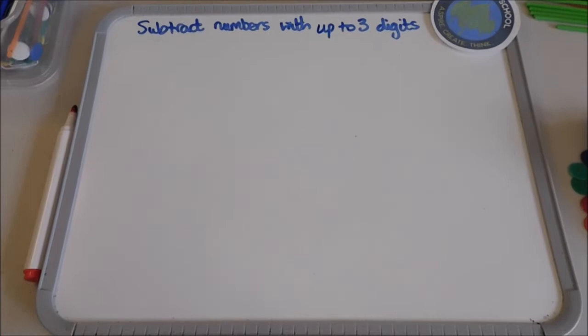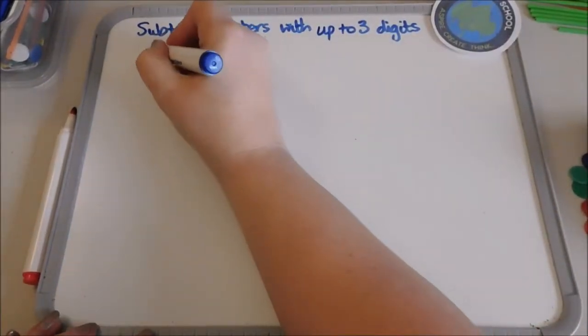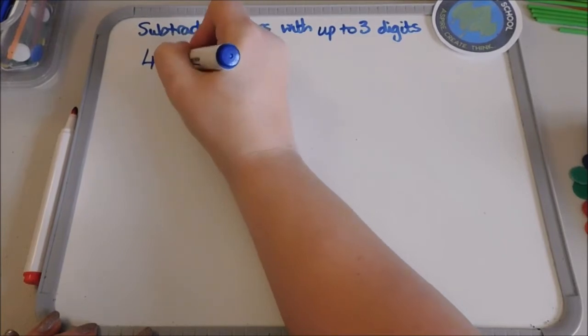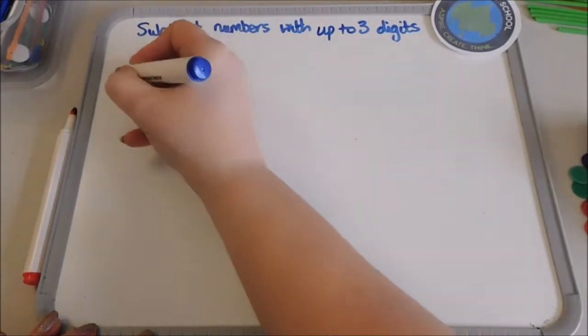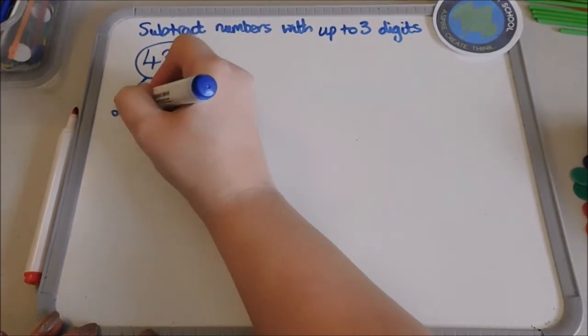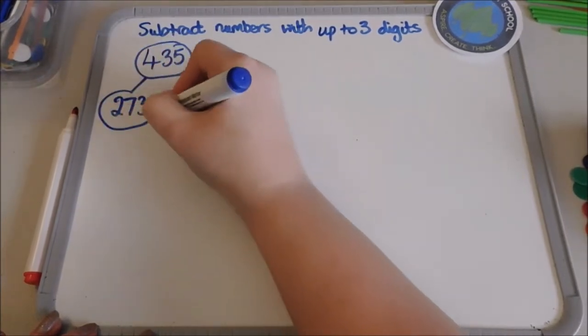I'm going to show you how to subtract numbers with up to 3 digits. So I have the number 435 and I'm going to subtract 273.